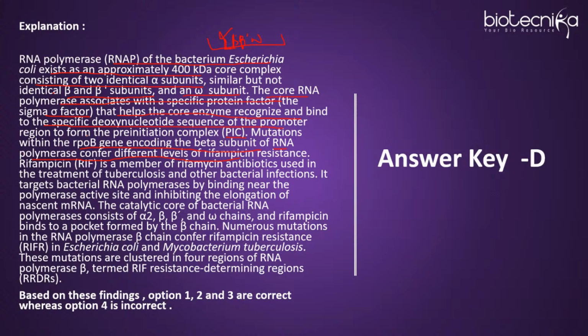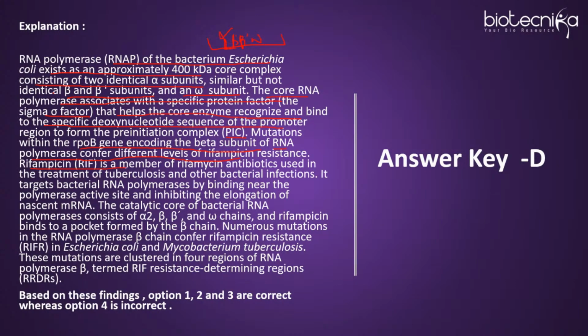So if there is a mutation which takes place in the RPOB gene, this gene basically encodes for the beta subunit. If there is a mutation which takes place in this particular gene, then what happens? The RNA polymerase confers different levels of rifampicin resistance, right? Different levels of rifampicin resistance would occur due to this mutation.